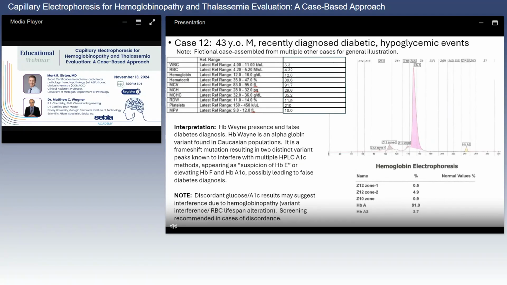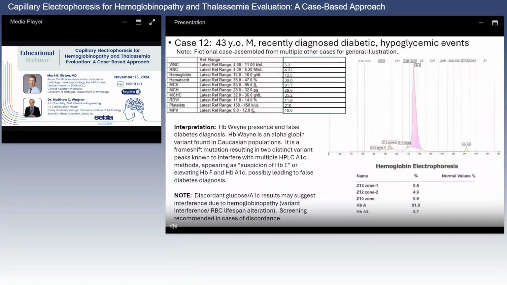Well, this patient happened to be diagnosed as diabetic on an HPLC system, and that diagnosis, it turned out, was in error because this patient has inherited a hemoglobin variant called Hemoglobin Wayne. Hemoglobin Wayne is an alpha globin variant which is found in Caucasian populations. It is rare. It is a rare frame shift mutation resulting in two distinct variant peaks which are known to interfere with multiple HPLC hemoglobin A1C methods.